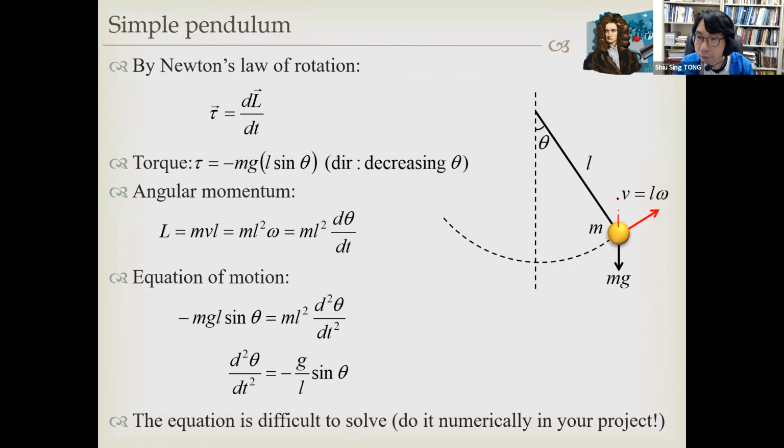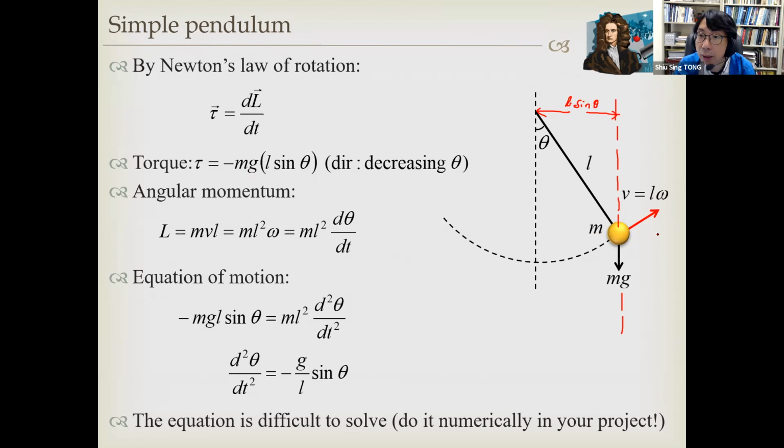Now this is a line of action, right? The force acts along this line. This is the weight mg, the force acting on this line. And the distance between the line of action and the fixed point is this distance, and this distance is equal to L sine theta. Because this length is L sine theta, the torque is equal to mg multiplied by L sine theta.